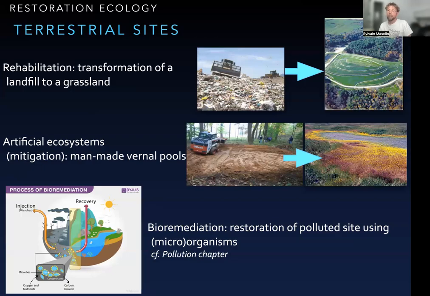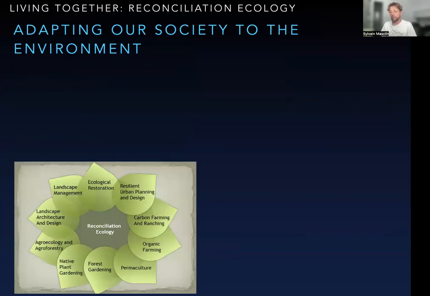The last thing in terms of protecting and respecting life, biodiversity, and the ecosystem, is to be able to adapt our society to our environment. And so it's what we call reconciliation ecology, where we're trying to have our activities, our society, our life more in agreement with nature and the ecosystem, such as, for example, having urban planning that is more in agreement with the natural ecosystem, pushing for organic farming, using more native plants in landscaping management, all of that.